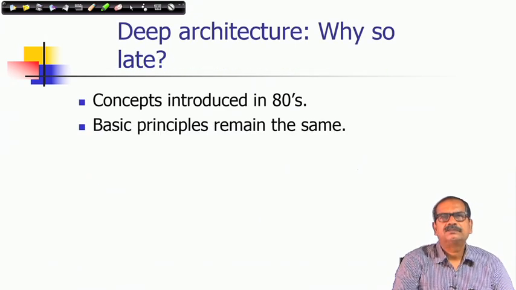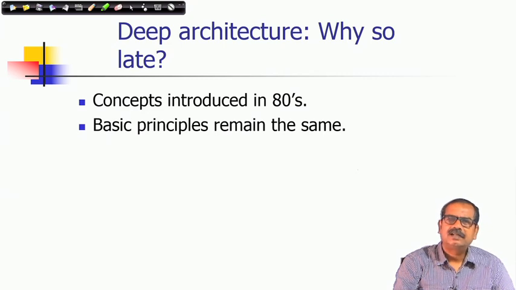So, one of the questions will come, naturally this question will arise to us, that why this architecture is giving so much higher performance compared to classical techniques, but why did it take so much time to come to this stage? Because the concepts you are using in deep neural computations are very old. They are the same neural network computation, the same neural network model. They were introduced in the 80s, and their basic principles remain the same.